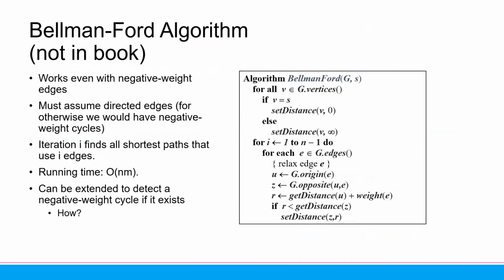And there is another algorithm that can work for negative weights. We call it the Bellman-Ford algorithm. The Bellman-Ford algorithm works even with negative weight edges. And the Bellman-Ford algorithm must assume directed edges. You know, directed edges. So in the directed graph, we have direction. So directed edges means we have this as the directed graph. Otherwise, we will have negative weight cycles.